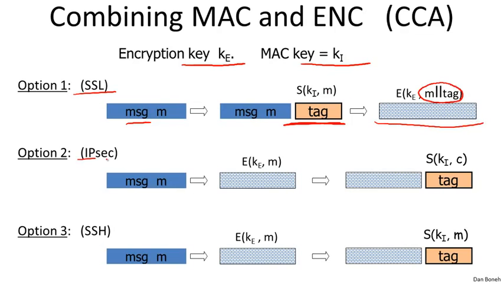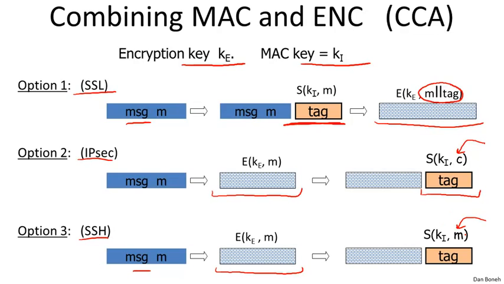The second option is what IPsec does. So here you take the message. The first thing you do is you encrypt the message. And then you compute a tag on the resulting ciphertext. You notice the tag itself is computed on the resulting ciphertext. The third option is what the SSH protocol does. Here SSH takes the message and encrypts it using a CPA secure encryption scheme. And then to it, it concatenates a tag of the message. The difference between IPsec and SSH is that in IPsec, the tag is computed over the ciphertext, whereas in SSH, the tag is computed over the message.